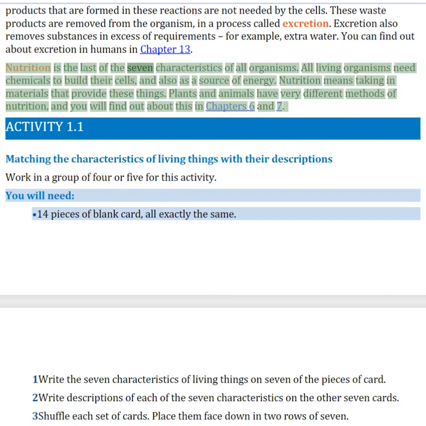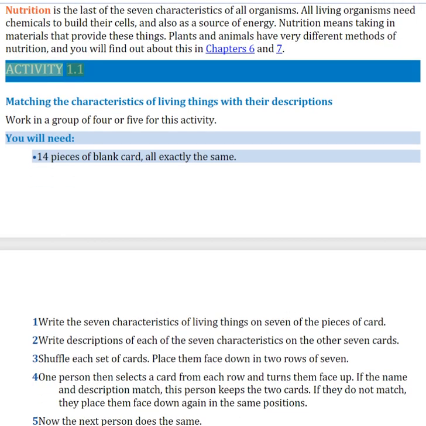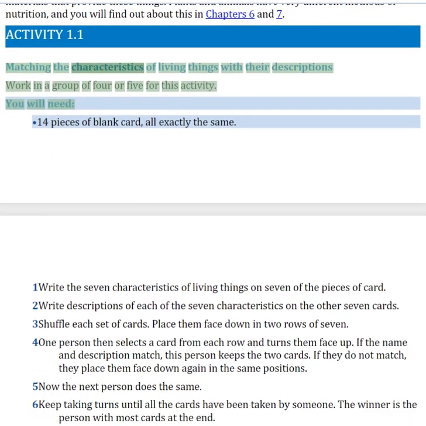Nutrition is the last of the 7 characteristics of all organisms. All living organisms need chemicals to build their cells, and also as a source of energy. Nutrition means taking in materials that provide these things. Plants and animals have very different methods of nutrition, and you will find out about this in chapters 6 and 7.